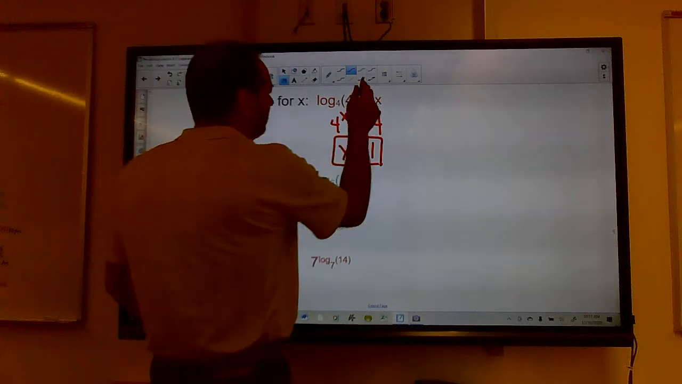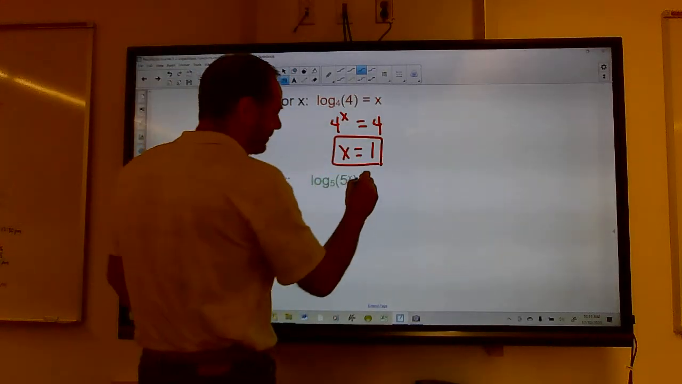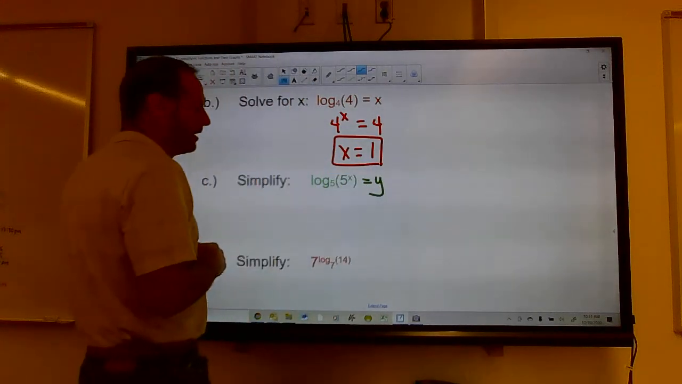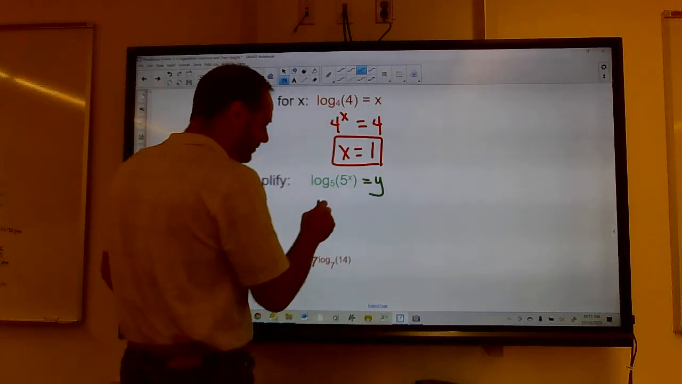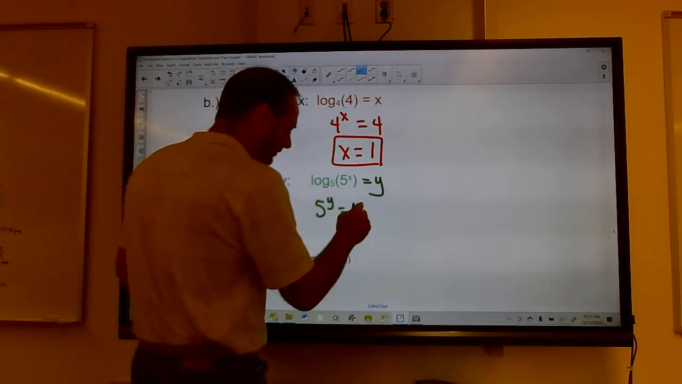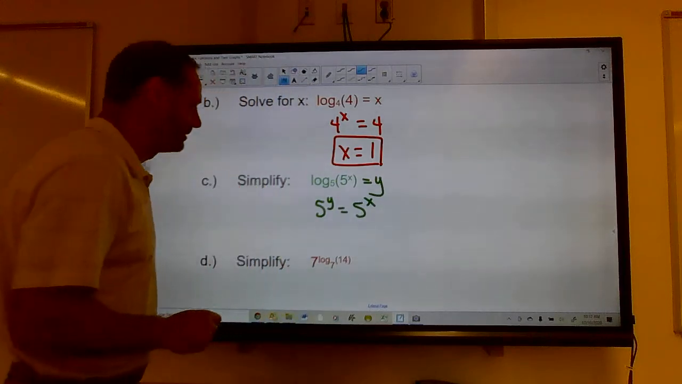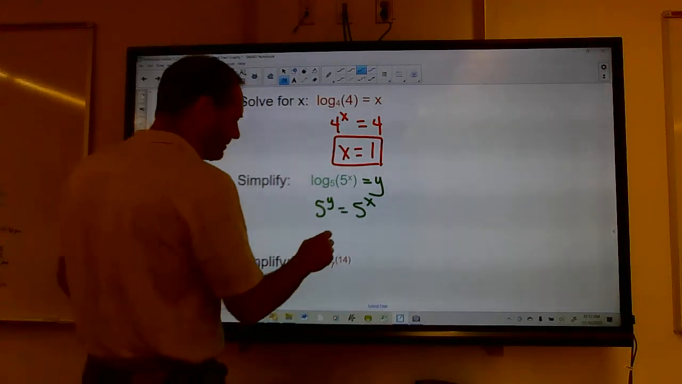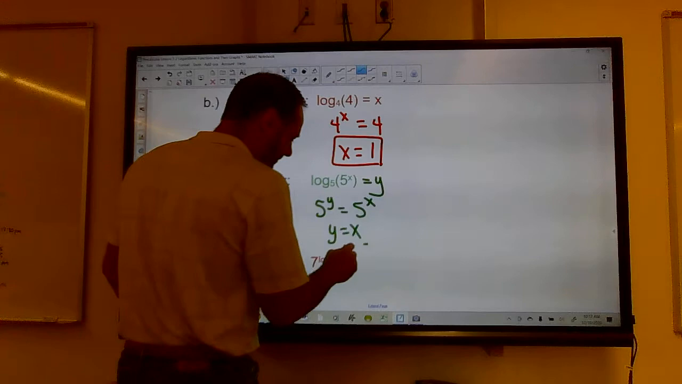Simplify the log base 5 of 5 to the x. Okay, so I want this to equal y. So 5 to the y equals 5 to the x. So y is x. So my answer is x.